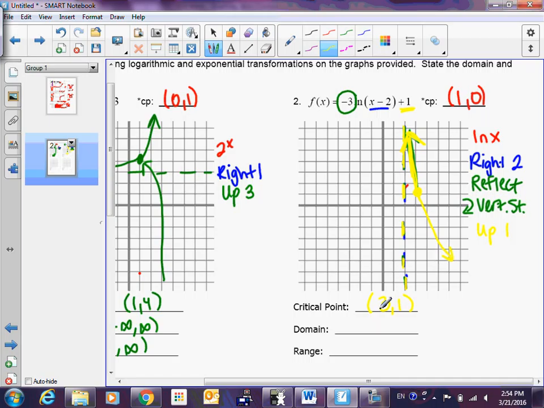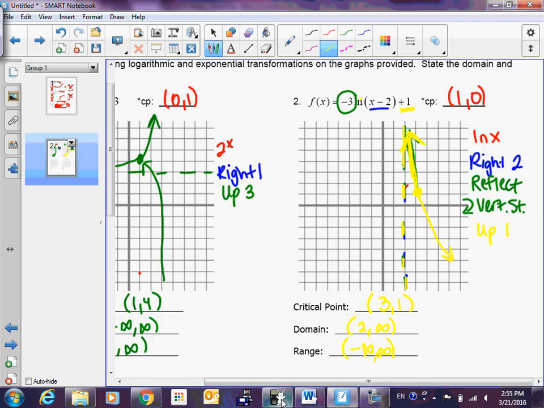So we plug 3 back in for x. 3 minus 2, that's 1. And everybody, what's natural log of 1? 0. You guys did really good on that on the quiz. So natural log of 1 is 0. 0 times -3, that's still 0. And 0 plus 1 is 1. So easy to check. Okay, domain, you just look at your graph. It looks like we start now at 2 and go to infinity. And for log the range is all real numbers.